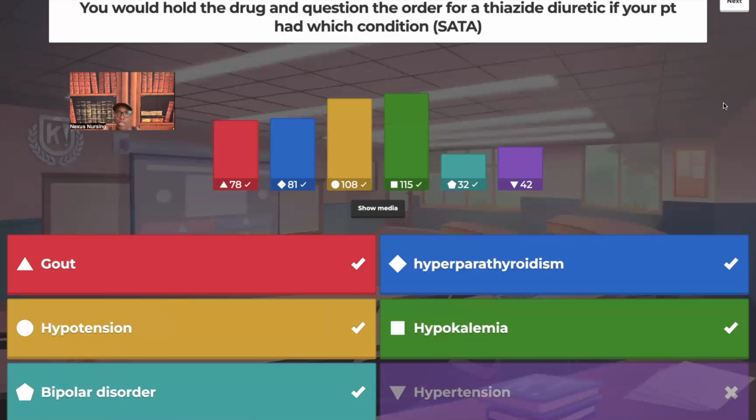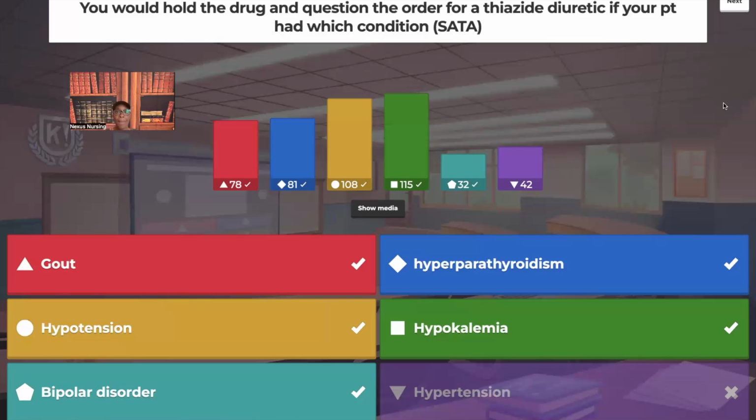They're pretty much holding on to their calcium. Do you think that's a good idea for a patient that already has hyperparathyroidism? Remember, when you're thinking of parathyroid, you're going to think about calcium in the blood. If you have hyperparathyroidism, you have a lot of calcium in the blood. Just like if you have hypoparathyroidism, you have less calcium in the blood.